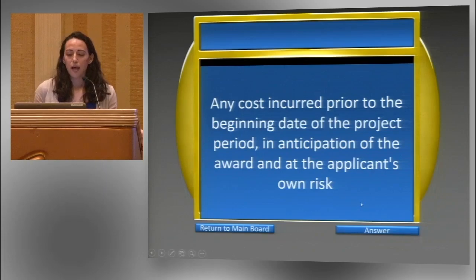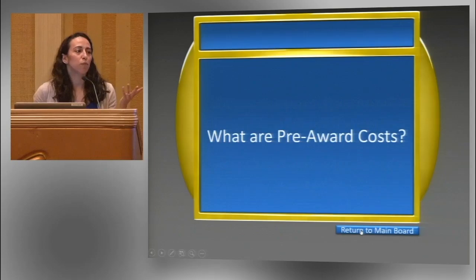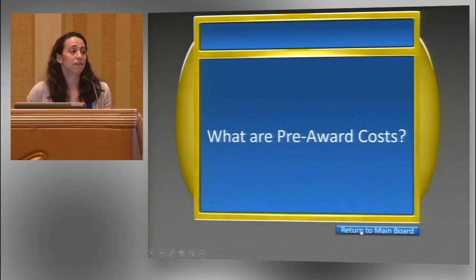Okay. So any cost incurred prior to the beginning date of the project period, in anticipation of the award and at the applicant's own risk. What is advanced spending or advance accounts? So essentially, yeah, pre-award costs. So recipients have the ability to incur pre-award costs for up to 90 days before the project begins, but it is done at the recipient's own risk.